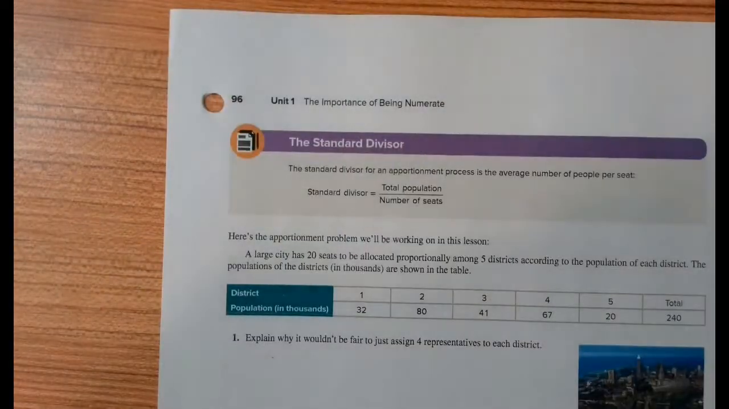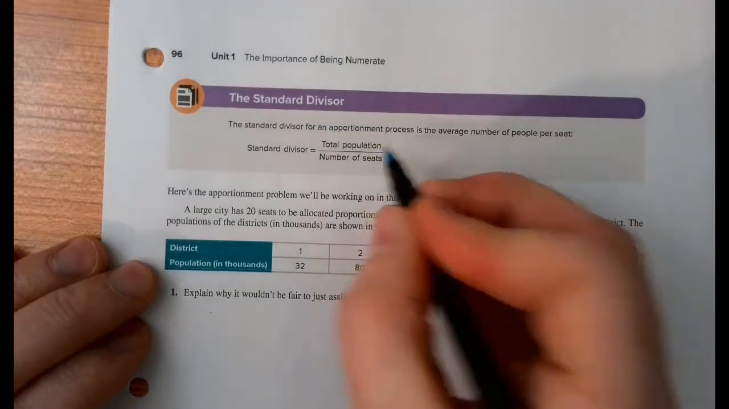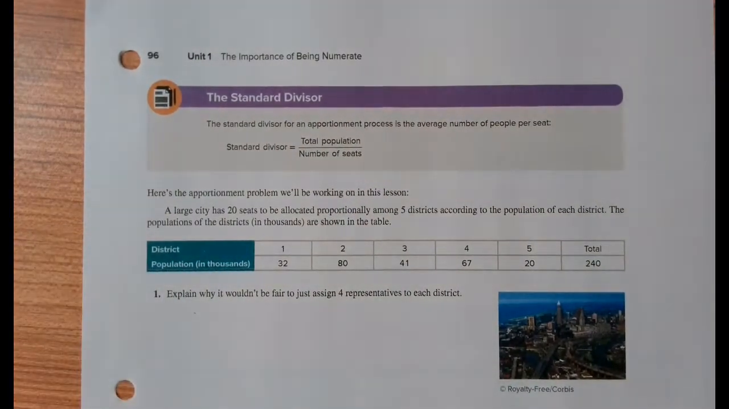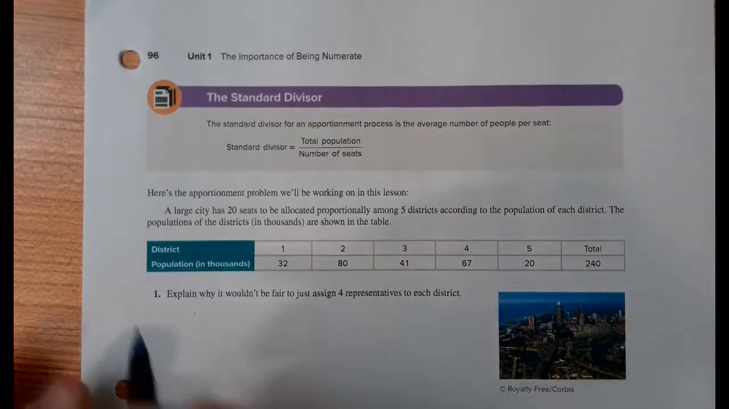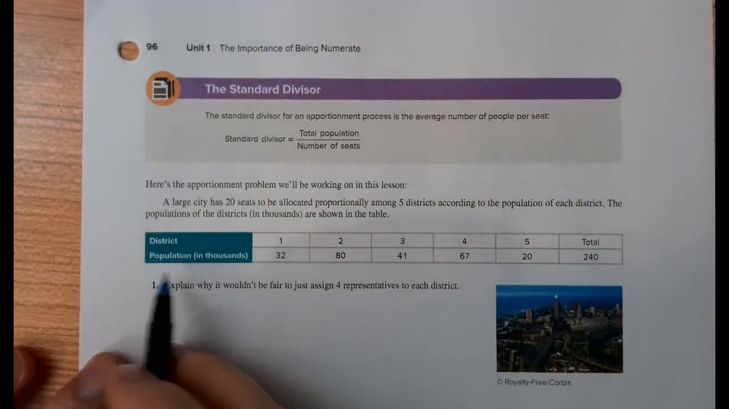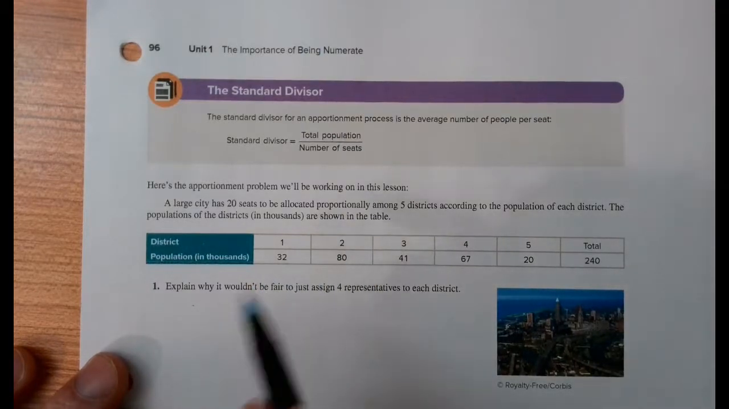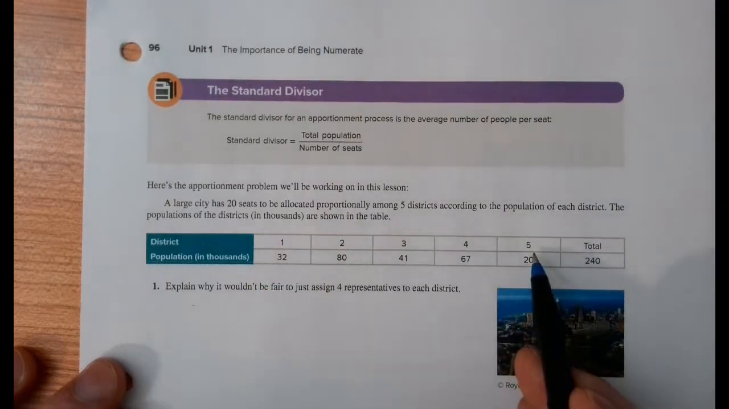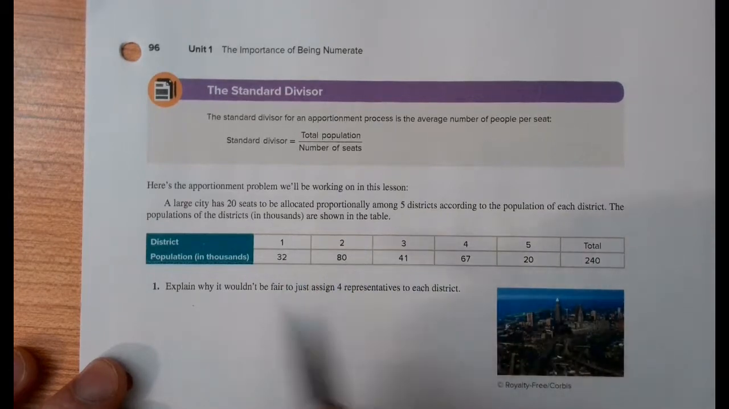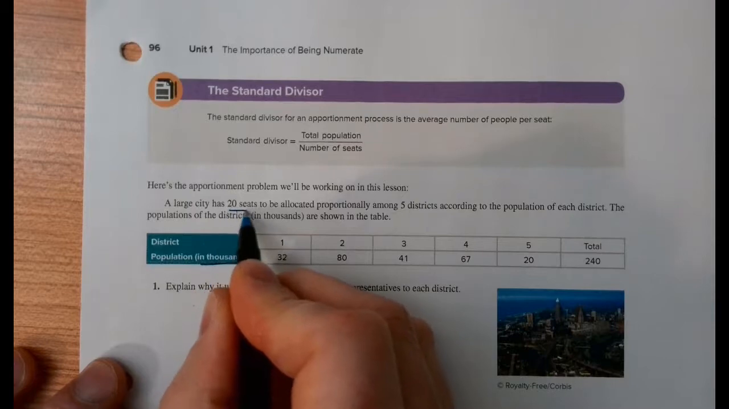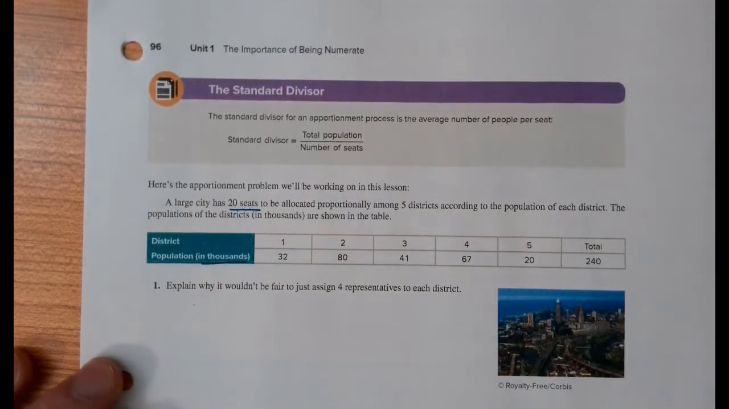So here is the definition of the standard divisor. It's the total population divided by how many things you can divide, which we're calling the number of seats. We're going to work through an example here. Here we have some city that has been broken into 5 districts, and this is the population in each district. Notice these are in thousands. And this city has 20 seats to allocate among these 5 districts. We're going to do it proportionally.